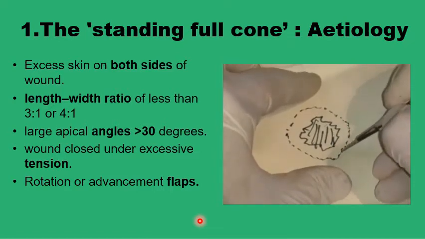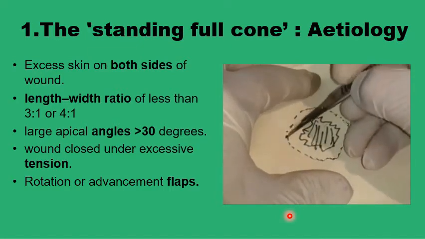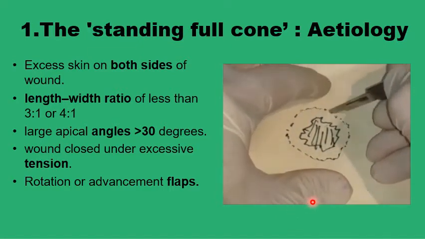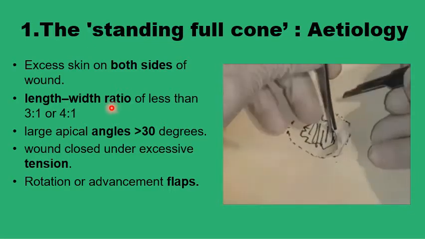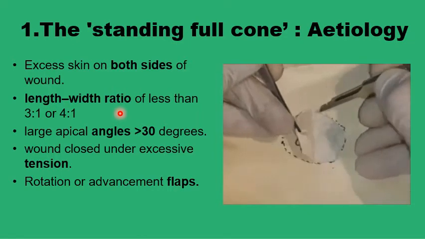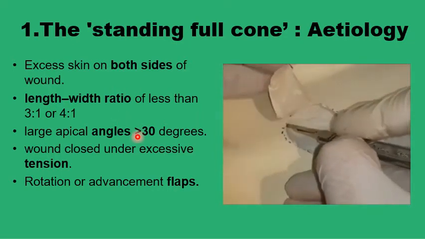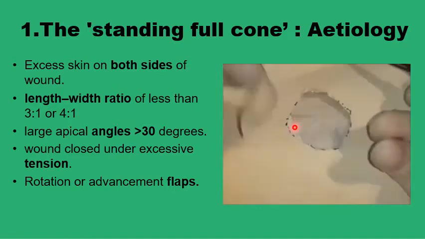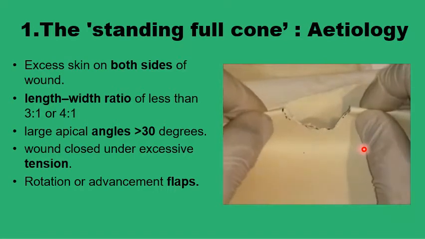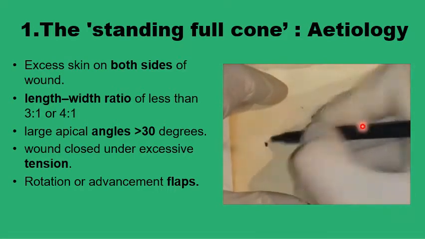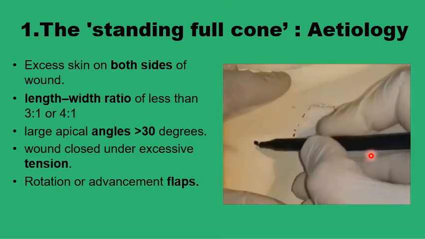As you see, we're trying to remove a small lesion here with a safety margin. But if the wound design is circular or it is elliptical but with a length-width ratio of less than 3:1 or even 4:1, and if the angles at the apices of the excision are more than 30 degrees, then you end up with things like this. You end up with the puckering of the skin at the edges.